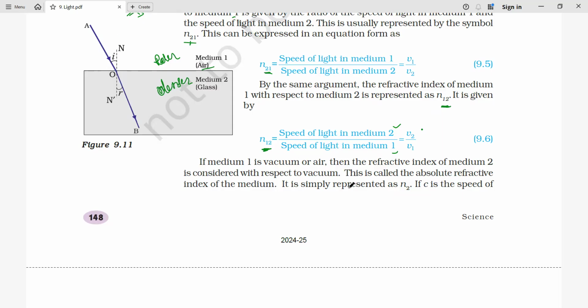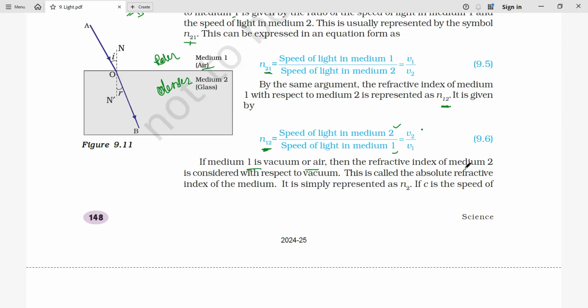Okay. So now if medium 1 is going to be the vacuum or air, the refractive index of the vacuum is almost 1, but for the air, we have a slight difference, like 1.02 or something. So that can also be taken as 1. Okay. So when we are going to consider medium 1 as the vacuum or air, right?